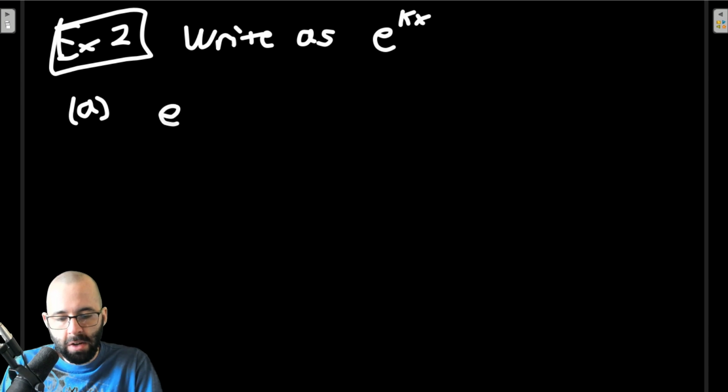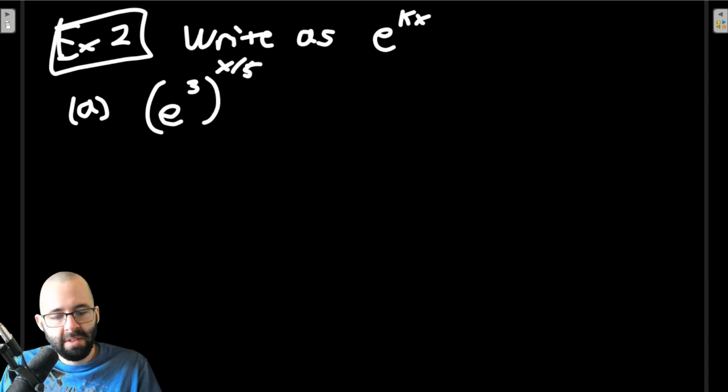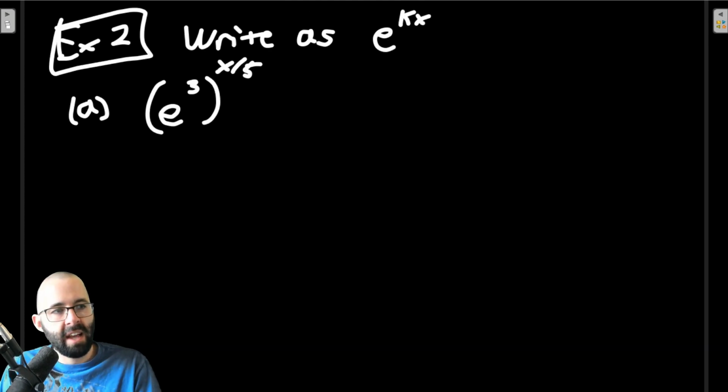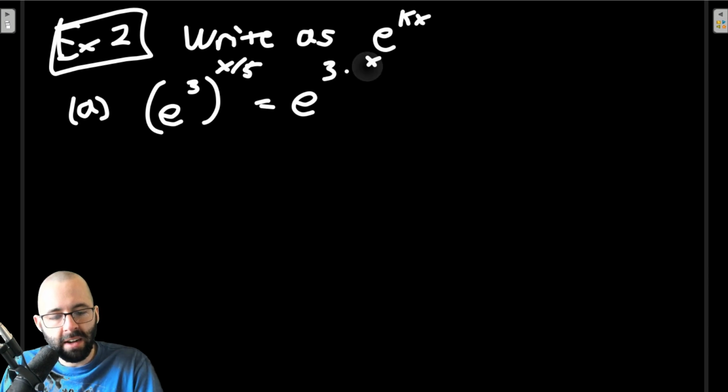Part A, e cubed is getting raised to the exponent of x divided by 5. So we're going to use that second property, right? We have an exponential raised to another exponent, so we multiply those exponents together. All right, so this is going to be e to the 3 times x over 5.